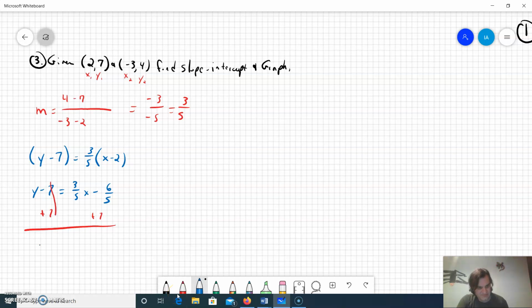So now I have y equals 3/5 x plus 6/5, and 7 would be 35/5 minus 6/5, so that would be plus 29/5. So now I have a slope-intercept formula. Let's see if we can graph it.